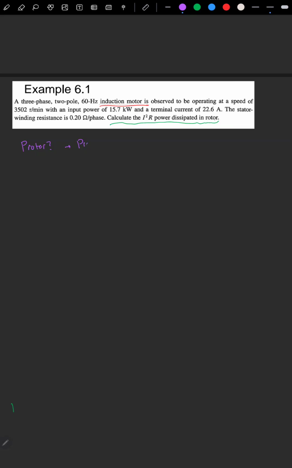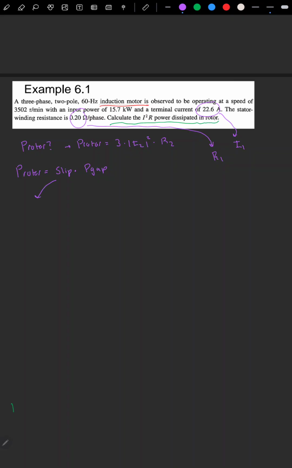Well, P rotor, we know from our formula sheet, is going to equal 3 times I2 squared times R2. But we don't have I2 because the I that we have is coming in from the terminal. So this is actually going to be I1. So it's no use to this equation. So we could also write P rotor is equal to slip multiplied by P gap.